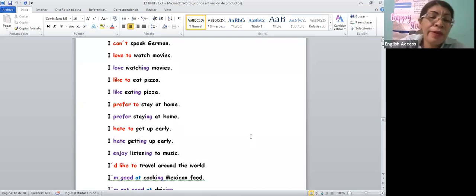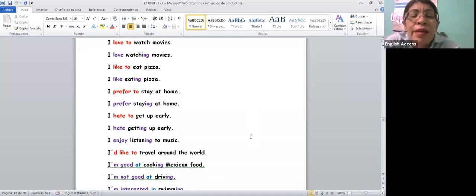Then we have this verb enjoy. Remember, with this verb, we are going to use a second verb with ing. It's the only option. We don't use to and we don't use simple form. We're going to use ing. I enjoy listening to music. I enjoy playing soccer. I enjoy swimming. I enjoy cooking. I enjoy learning, etc. Only enjoy plus ing verb.